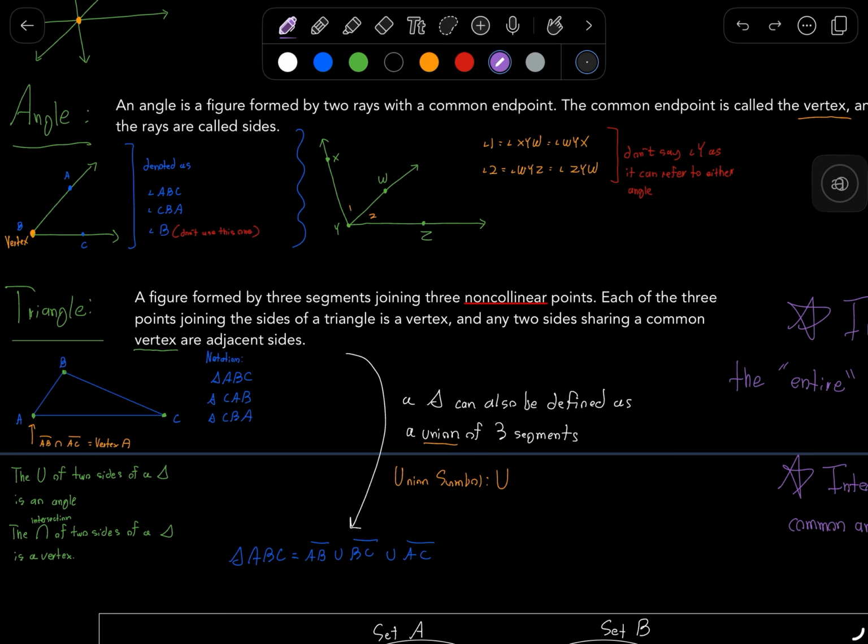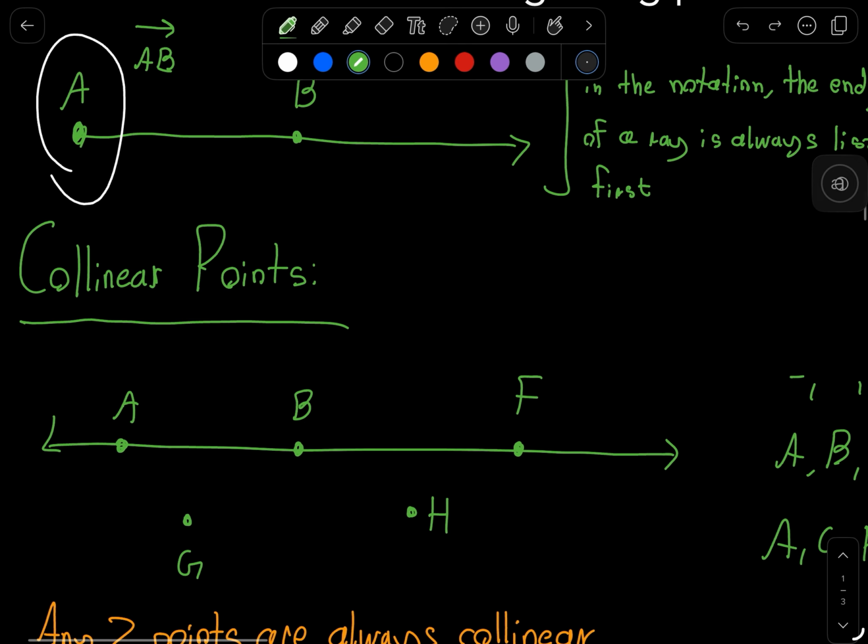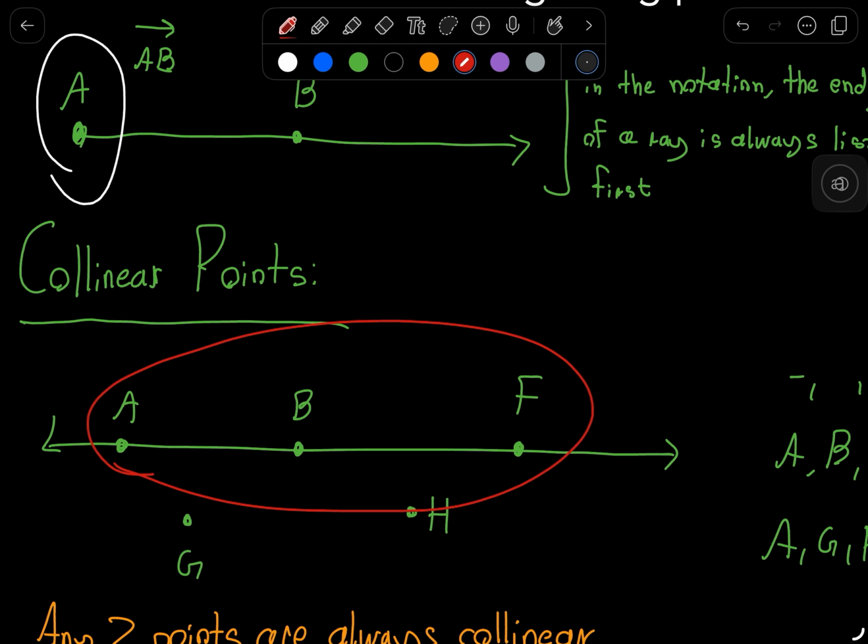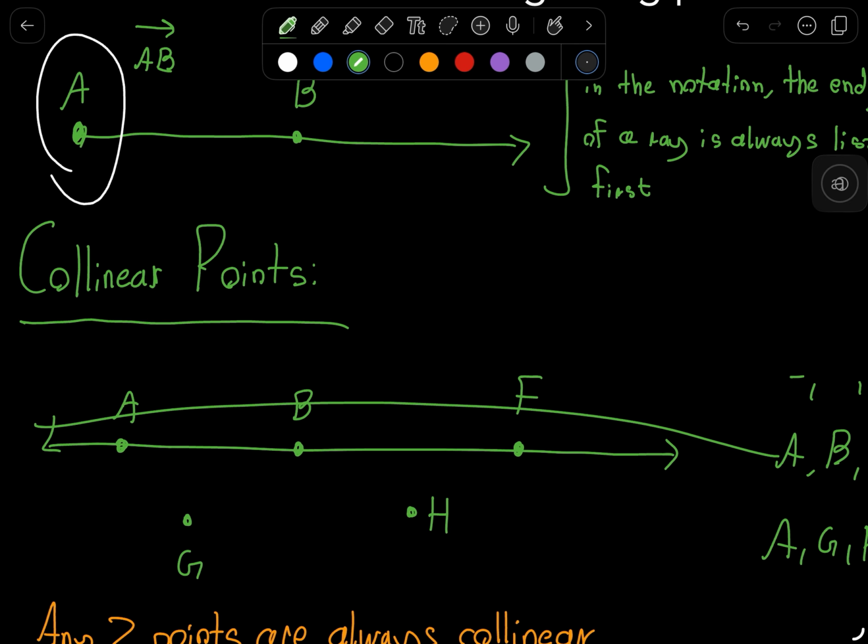Now, an important thing to know about a triangle is that it's a figure formed by joining three non-collinear points. So the points have to be non-collinear. They can't lie on the same line. If you think about it, earlier we were talking about collinear points. If you see these three points, you can't make a triangle out of three collinear points, because they lie on the same line. In other words, they only have one specific dimension. It only goes back and forth. It doesn't go up and down if you have three collinear points.